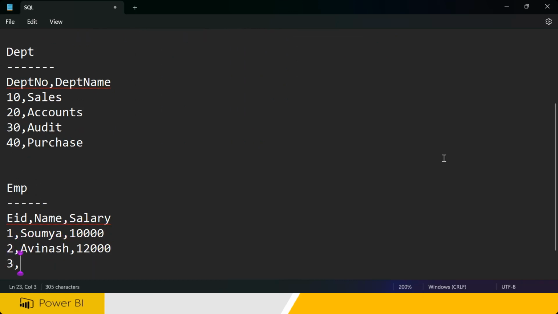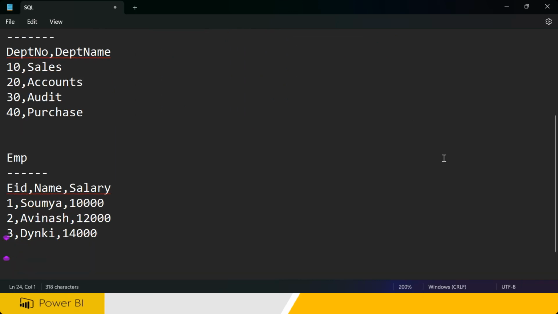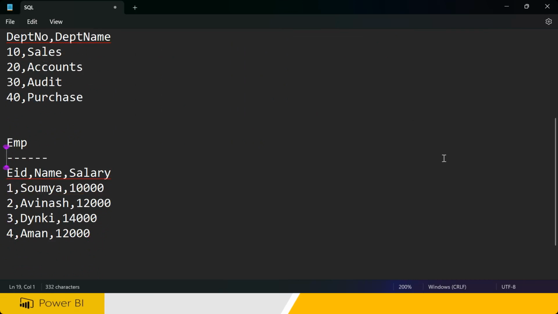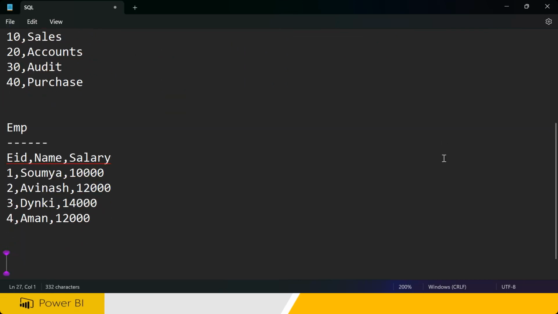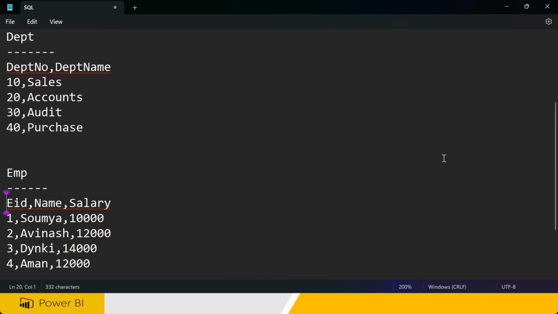Like that, let us say Dinky joined in this company. Let us say the salary is some $14,000. Like that, a lot of people have joined in this, right? Aman joined, let us say, $12,000. So these two tables are available in SQL, or maybe these two tables are available in your simple Excel sheets. Now, data is available, tables are available.